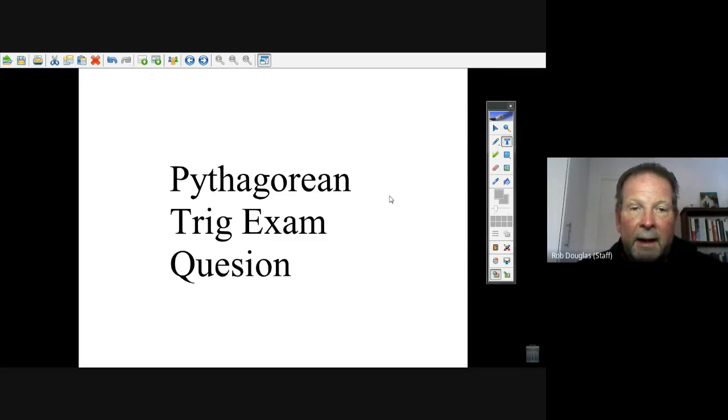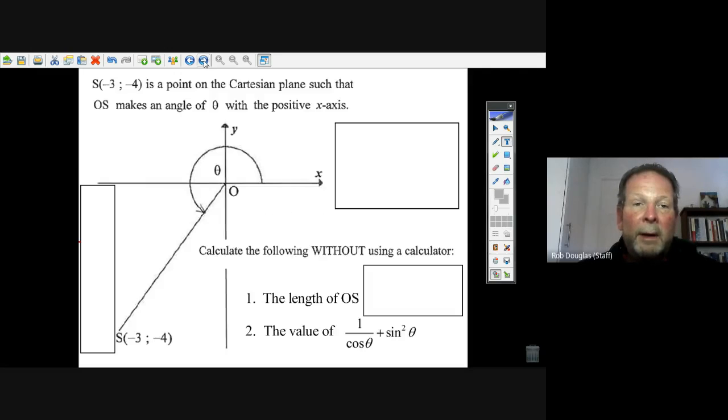This is a Pythagorean trig exam question. It's a question from a nationally prepared grade 10 exam. Some teachers might think it's a little bit hard for grade 10, but they put it in there. I think maybe we should take a look at it, because if you know how to do it, it's really not so hard.